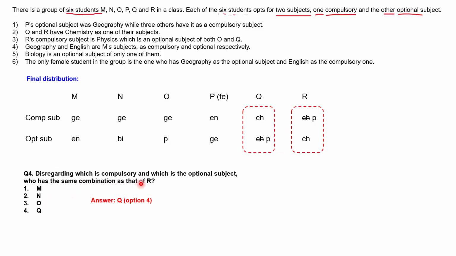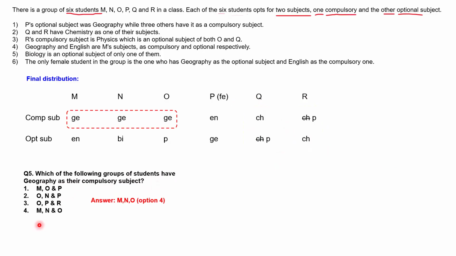Disregarding which is compulsory and which is the optional subject, who has the same combination as that of R? Just as discussed before in the previous question, physics and chemistry is for R, and the only student who has the same subjects is Q. So it will be option number 4.